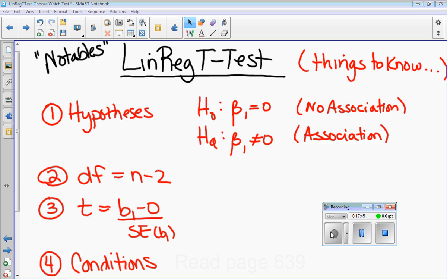Exactly. Okay? When you have qualitative data, like we did with the chi-squared test, we're talking about a contingency table, and we're looking at counts. With a LinRegTTest, we're talking about quantitative data, and we're looking at a scatter plot of that data. The null and alternative hypotheses are always written this way.